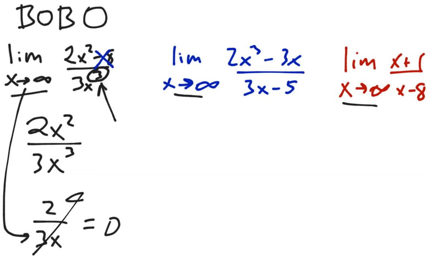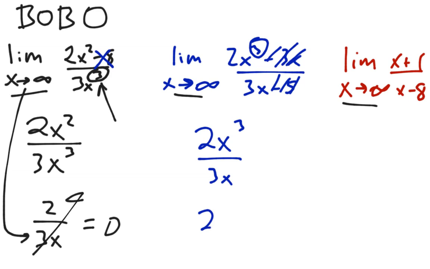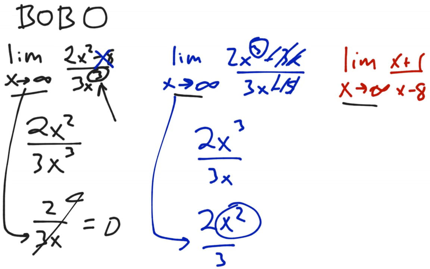In the second example, we have a sort of flipped situation where the exponent is bigger on the top. And so if I do the same trick where I ignore everything after the leading coefficient on the top and the bottom, I'll end up with 2x cubed over 3x. And if I simplify this, I'll get 2x squared over 3. And now as x goes to infinity, the x squared is going to explode, basically, and also go to infinity.